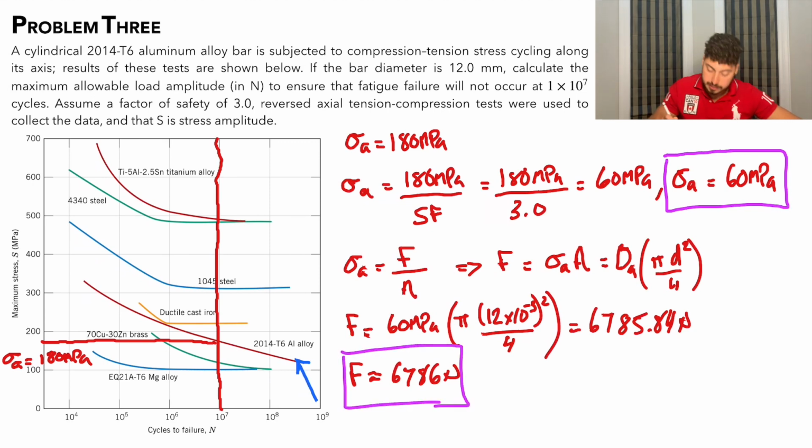So now that is the force that could be exerted onto this specimen to ensure failure does not occur at a fatigue life of 1 times 10 to the 7 cycles. Before I conclude this problem, I just want to reiterate what I was saying in the previous tutorial. Make sure that you convert all of your units to pascals, meters, and newtons. So this should be 60 times 10 to the 6 pascals. That way you'll be able to easily know what your final unit is, and it'll help simplify the problem for you. So now that's the end of problem 3.